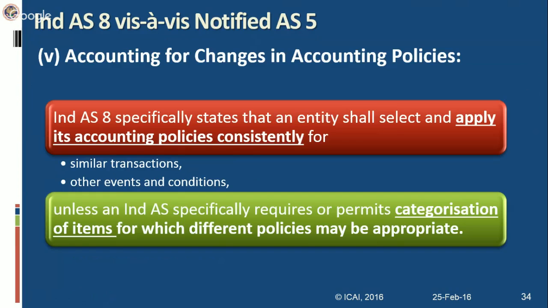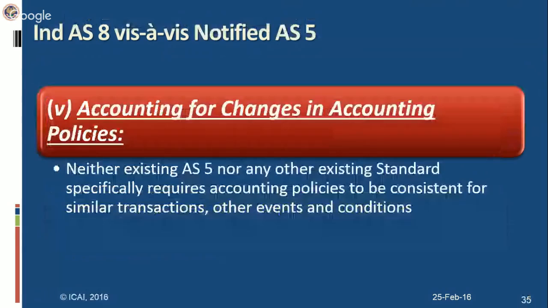Unless an Ind AS specifically requires or permits categorization of items for which different policies may be appropriate. So unless and until Ind AS specifically requires categorization of items, we cannot apply a different method in the future years. Accounting for changes in accounting policies. Neither existing AS 5 nor any other existing standard requires accounting policies to be consistent for similar transactions, other events and conditions. So this is also a major difference between Ind AS 8 vis-a-vis notified AS 5. Notified means existing AS 5. In between, I may be referring to the existing one.